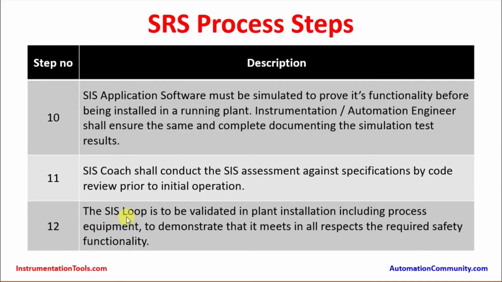In step number 12, the SIS loop is to be validated in the plant installation, including process equipment, to demonstrate that it meets all the required safety functionality. Suppose a particular safety instrumented system loop is doing a level measurement on a process vessel. Whenever the level in the vessel goes above 80%, the respective safety instrumented system valve which is admitting the process fluid into the tank has to be closed. So this is one complete cycle.